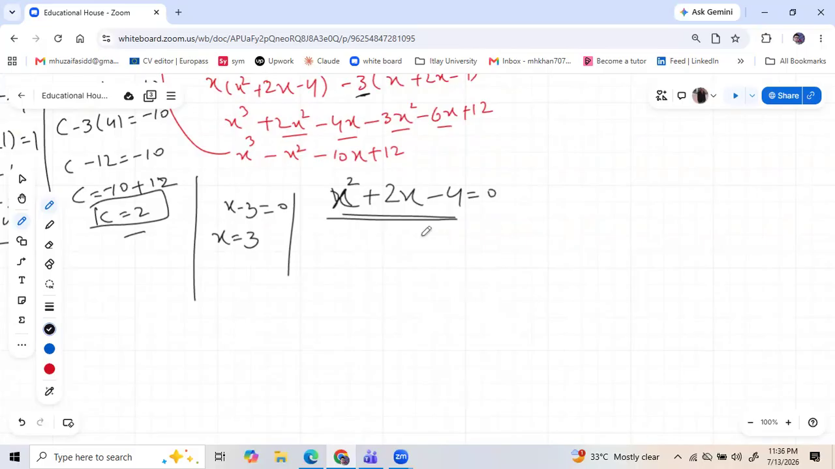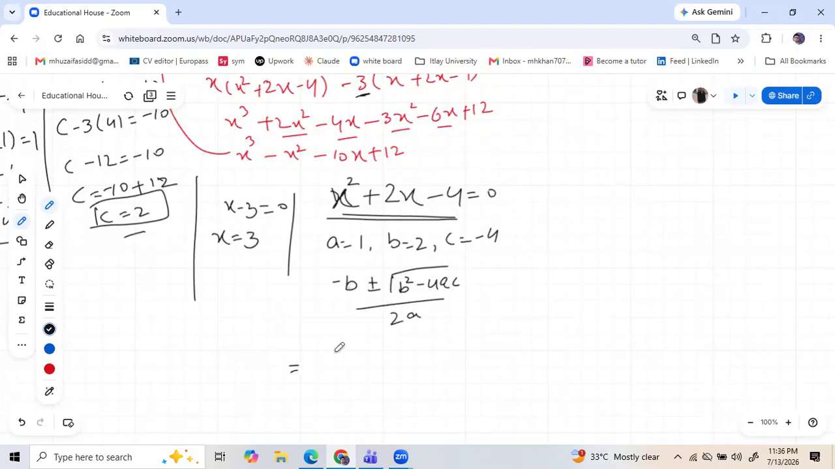First of all, check it. Can we make the factors? This is the 4 multiplied by x square. This is minus 4 of x square, but the factors are not satisfied. So we are moving to the formula. A is equal to 1, B is equal to 2, and C is equal to minus 4. So the formula is minus B plus minus square root of B square minus 4AC divided by 2A.